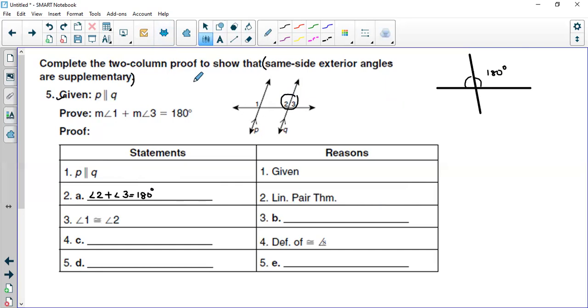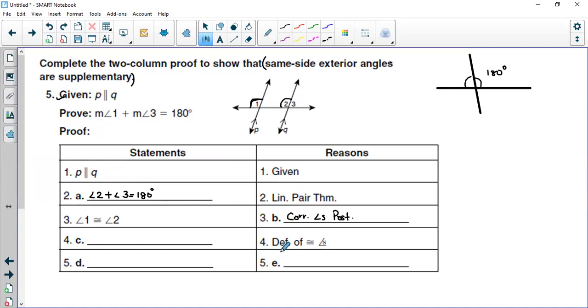Okay, let's move on. Now the next statement they have given us is angle 1 is congruent to angle 2. Is that right? Yes, it is. But what's the reason we are going to give? Why is angle 1 congruent to angle 2? What kind of angles are they? They are corresponding angles, so we say this is the corresponding angles postulate. For corresponding angles, it's a postulate, not a theorem. So according to the corresponding angles postulate, angle 1 corresponds to angle 2.